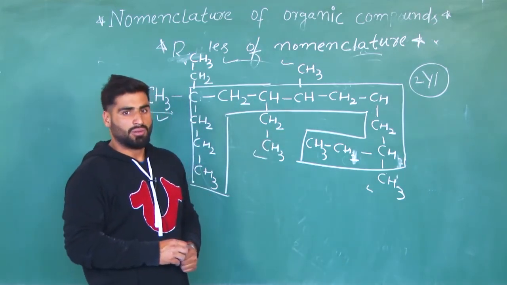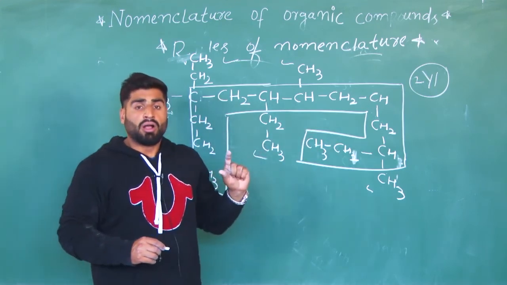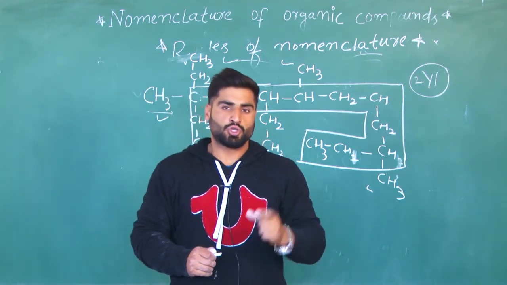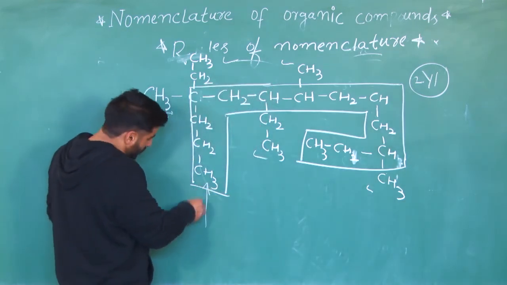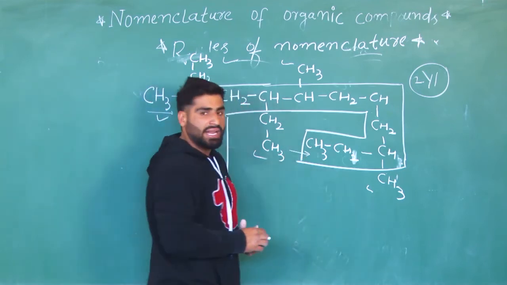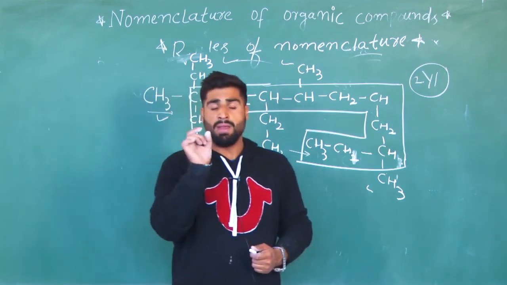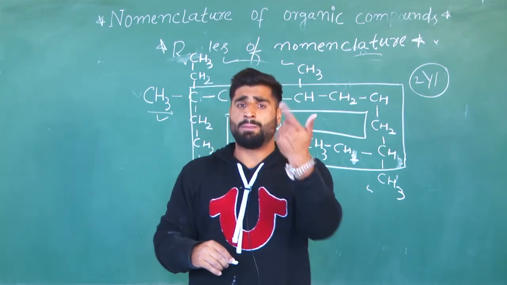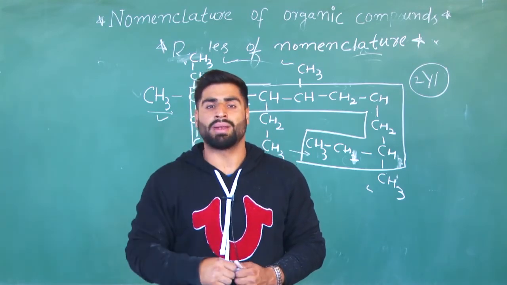Now the second rule. We have selected the longest possible chain. Now we will look at numbering the carbon chain. There are two ways: either I number this chain from this direction, or from this direction. The numbering of the carbon chain is an important aspect in nomenclature. For numbering the carbon chain, we use the second rule of nomenclature.